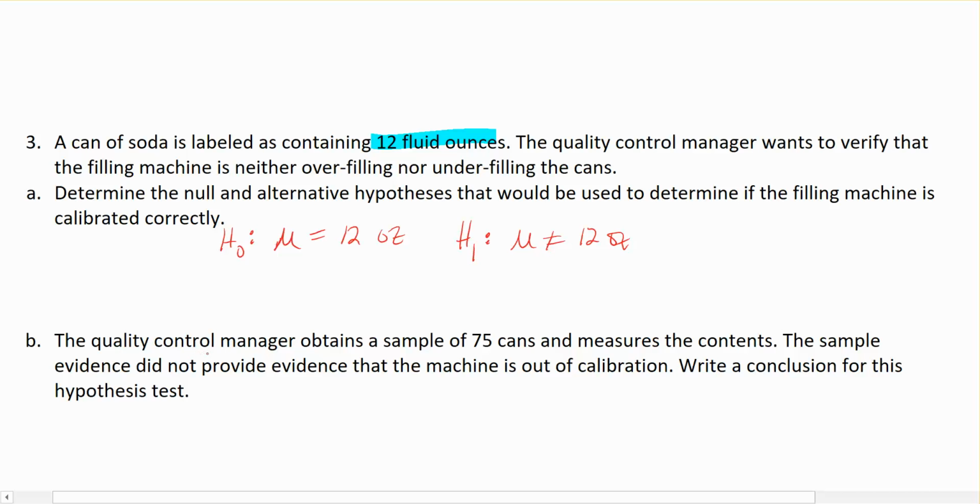Here in the next part it says the quality control manager obtains 75 cans and measures the contents. The sample evidence did not provide evidence that the machine is out of calibration. So we want to write a conclusion about this. If the sample evidence did not provide evidence that the machine is out of calibration, then technically we are keeping the null, right? Because what we're saying is we are rejecting the alternative. But we have to state this in terms of the alternative. So that means that there is insufficient evidence.